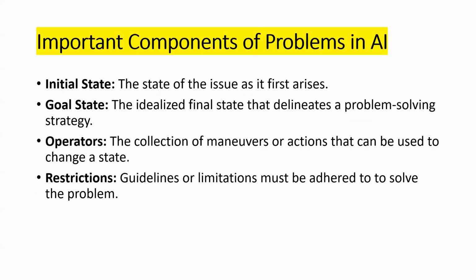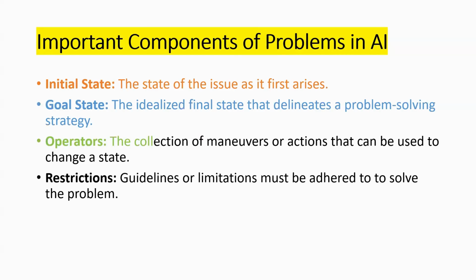So, among the important components of problems in AI, we start with the initial state, the state of the issue when it first arises. So, where you start from, this is the given situation, or the starting point of the problem. Next is the goal state, the ideal final state that defines the problem-solving strategy, right? We can say that is where you want to end up. So this is the desired outcome or solution. There might be one or more goal states.